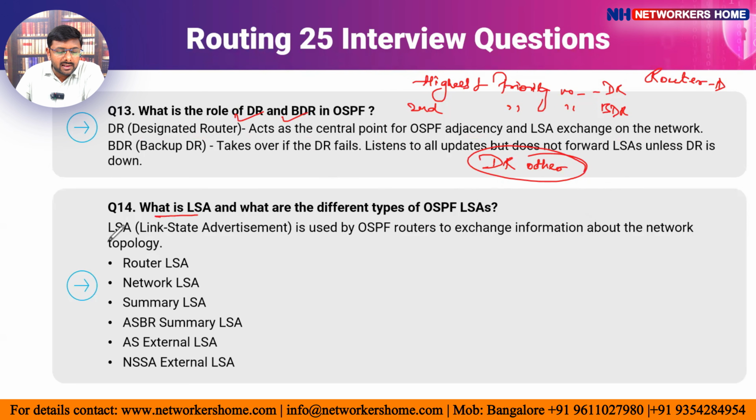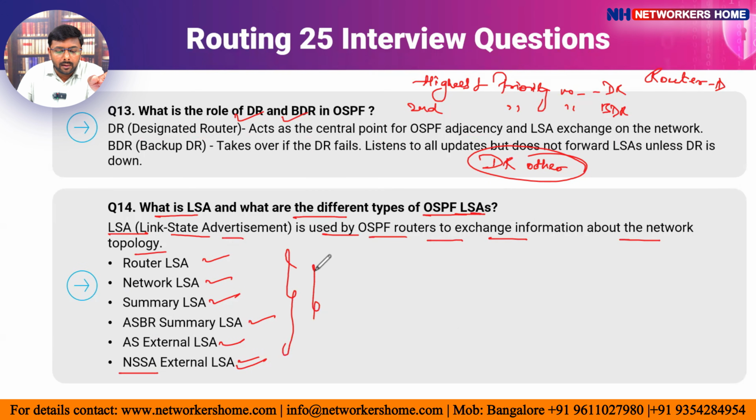Now, what is LSA and what are the different types of OSPF LSAs we have? LSA stands for link state advertisement, which is used by OSPF routers to exchange information about the network topologies. In this we have router LSA, network LSA, summary LSA, ASBR LSA, that is autonomous system border router LSA, AS external LSA, and NSSA, not so stubby area external LSA. I have made a separate video on these types of LSA. You can go through that.